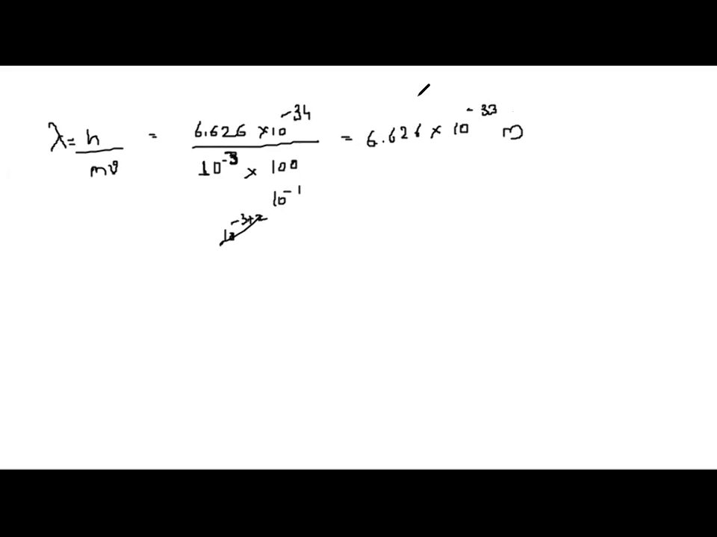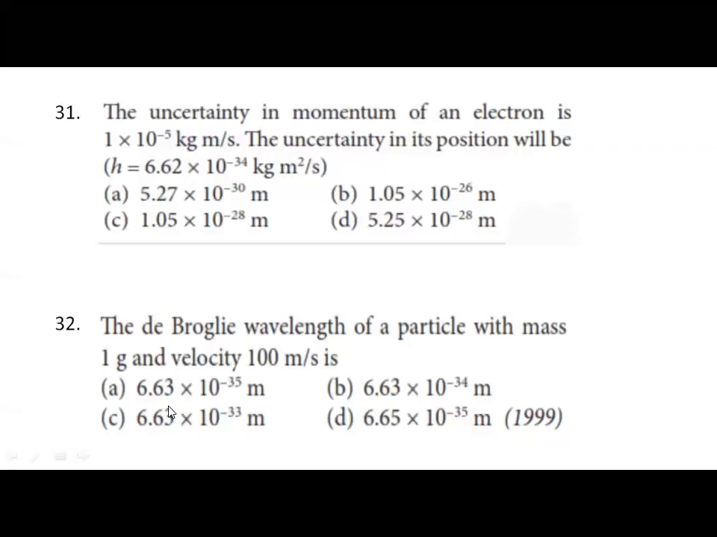Let us see the answers. 6.6 into 10 raised to minus 33. So this is the nearest answer. So option C is the correct option. Rest all are 35, 34, 35. So option C is the correct option, right?